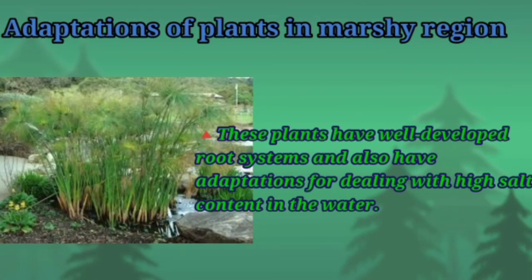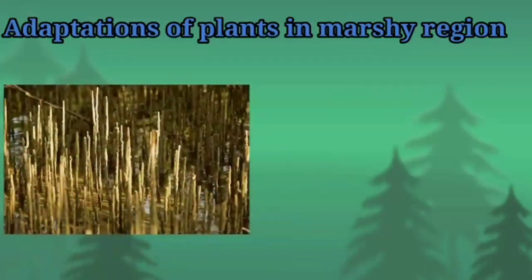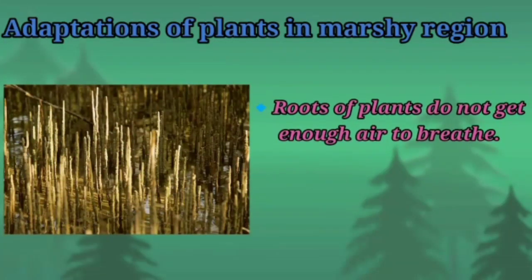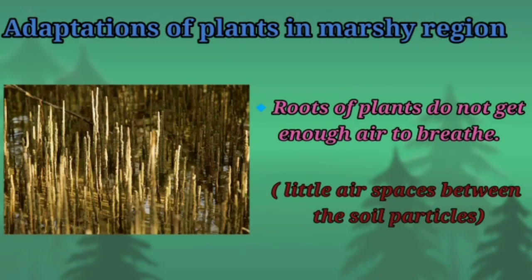These areas are wet, humid and have clayey soil with plenty of water. So, it becomes very difficult for plants to grow here because air cannot reach the roots. The roots of the plants growing here do not get enough air to breathe because the clayey soil has very little air space between the soil particles. Here, the roots do not get air to breathe, so they grow out of the soil and water.